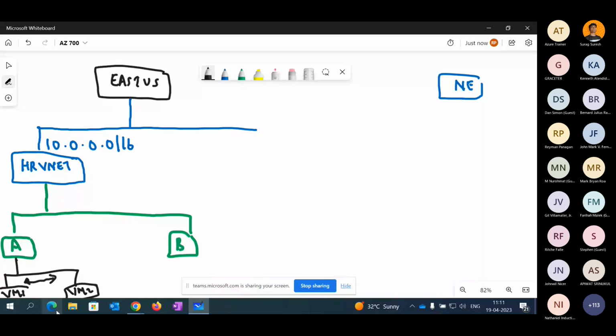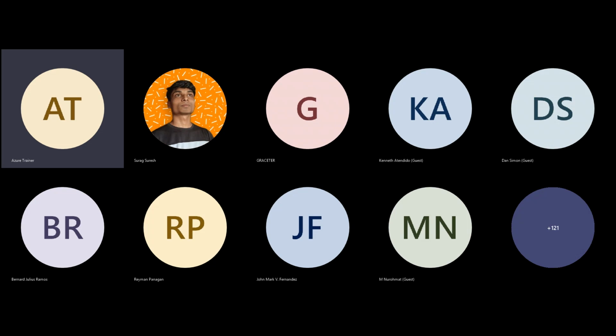Ready? Any questions? Now, what I'm trying to say here is when you create a VM, it is attached to a subnet. The point we are discussing is, within a subnet, is there any kind of communication? Now, let me go back to the portal.